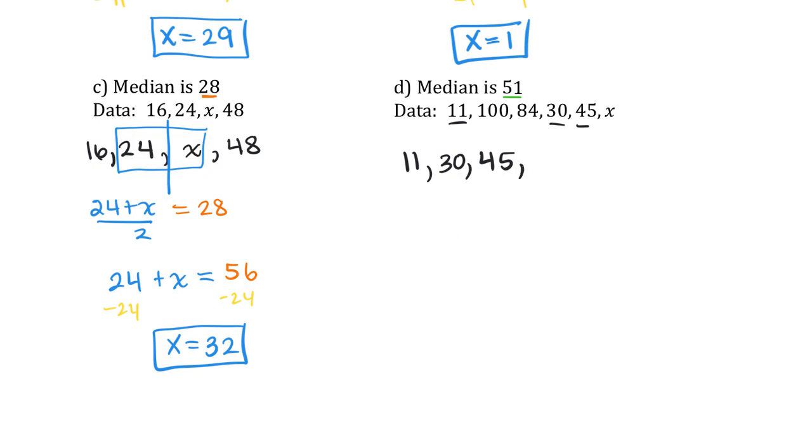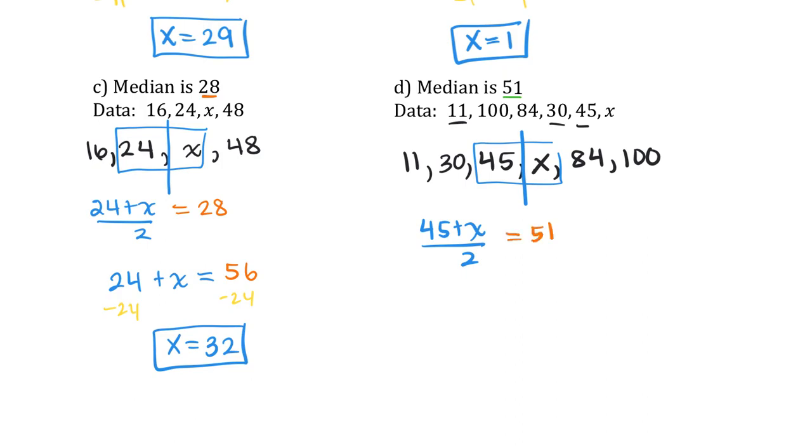Okay, now those were all the lowest numbers. Now, should an X go next or the 84? Well, if I put 84 next, then 84 plus 45 divided by 2 should be 51, but that's like 60 something. So the X must be here, then 84, 100. Since there's 6 terms, the middle is right between the 45 and the X. So I'm going to do 45 plus X and divide by 2 and set that equal to my median to see what the X value is.